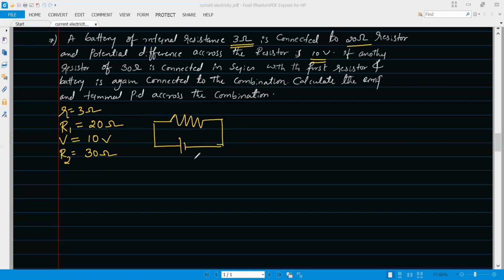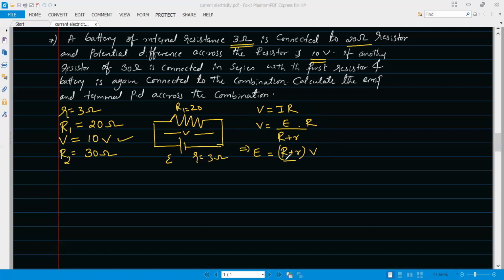Here the internal resistance is given, that is 3 ohm. We have to calculate its EMF. The potential difference is given here, so this is 10 volt. The resistance here was 20 ohm, let me call this R1. So use the formula V is equal to IR. We can write V is equal to I, which is E divided by R plus r, into R. We have to calculate E.